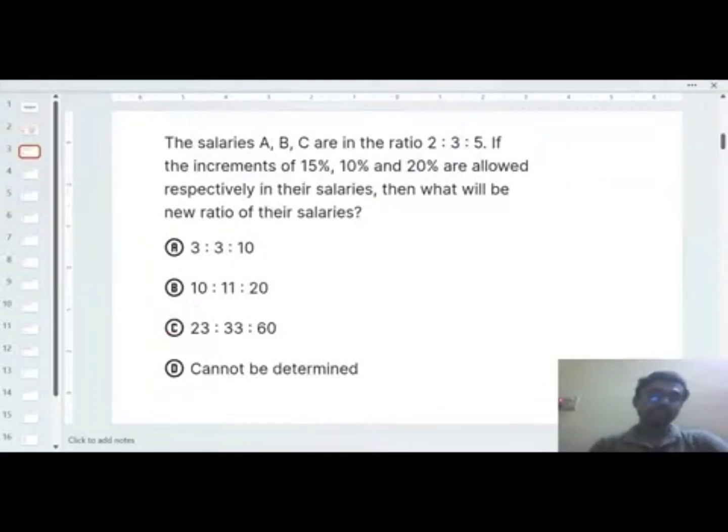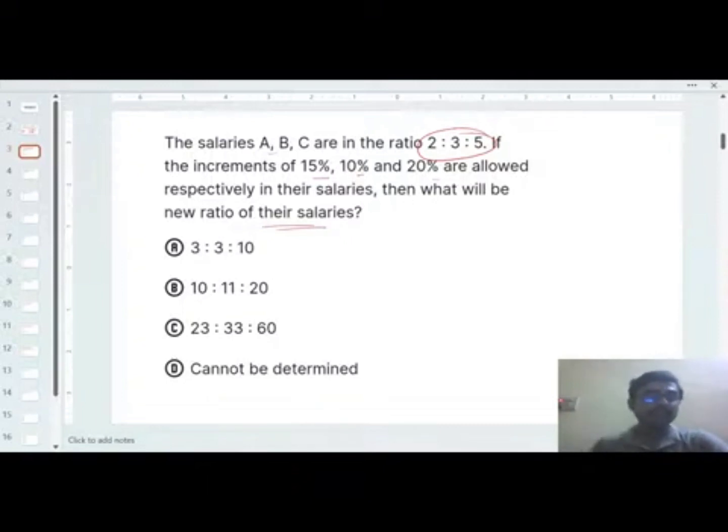Next question is another question for the numericals. That is again a question on ratio and proportion. The salaries of A, B, C are in the ratio 2 is to 3 is to 5. If increments of 50%, 10% and 20% are allowed respectively in their salaries, then what will be the new ratio?